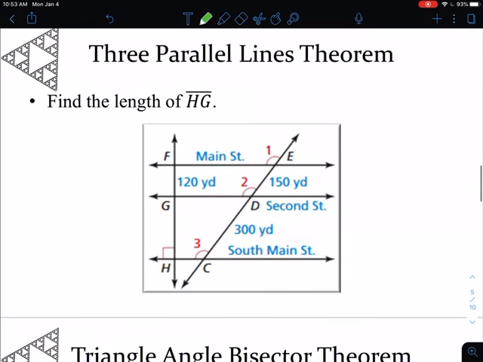So if I'm looking at this picture, it says find the length of HG. So in the picture, HG is this length right here.